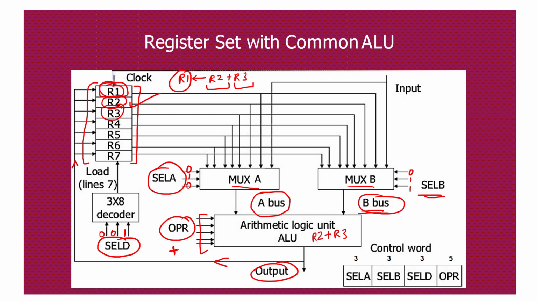So selection line A is using 3 bits. Selection line B is similarly using 3 bits. Selection line D is using 3 bits, and the ALU operation is taking 5 bits. The total is 14 bits. Let's see more detail about this.